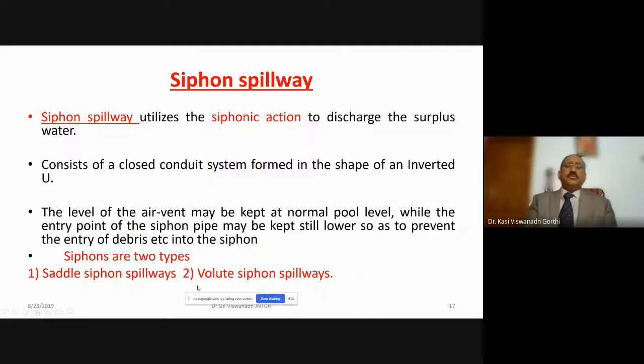So this is how a shaft spillway disposes the water, getting collected over and above the funnel, getting collected into a vertical shaft, finally moving towards the downstream portion. Now we see about the siphon spillway.